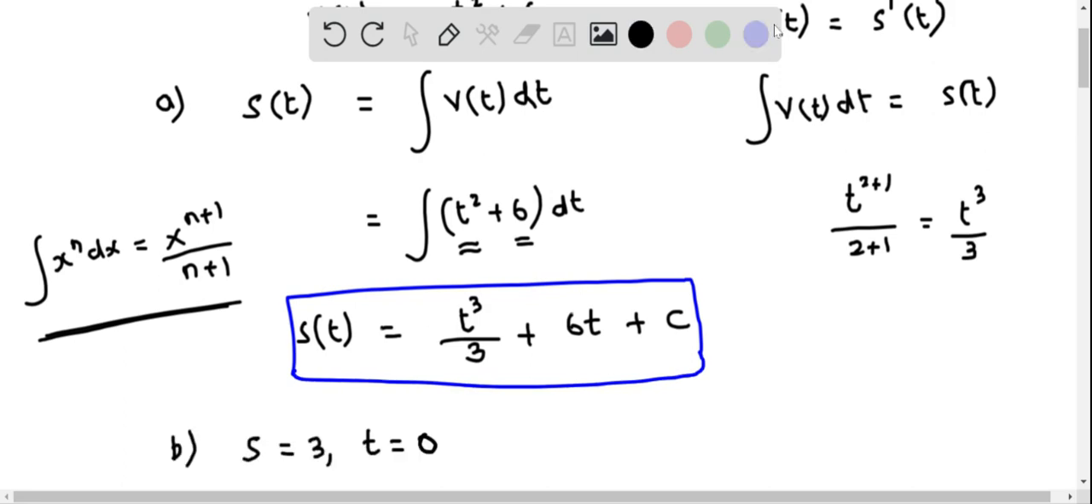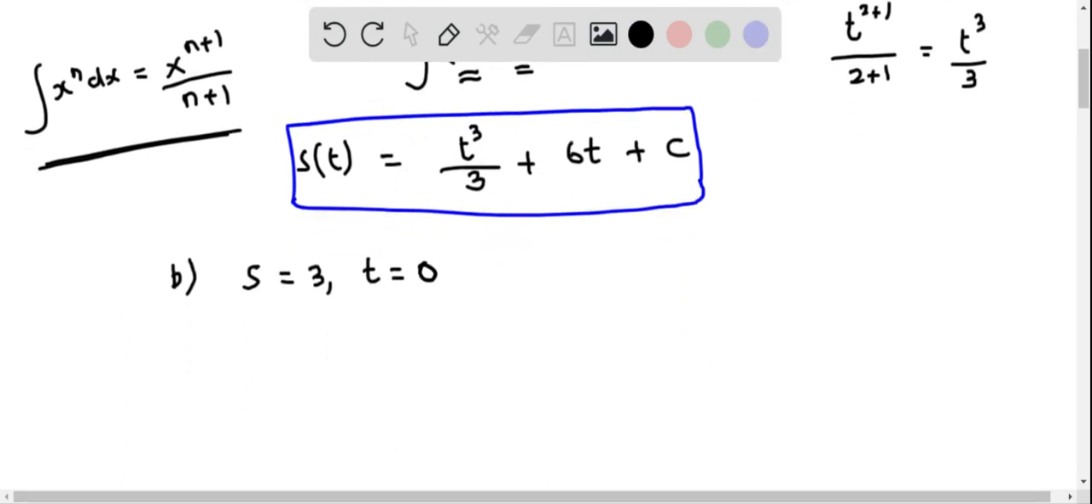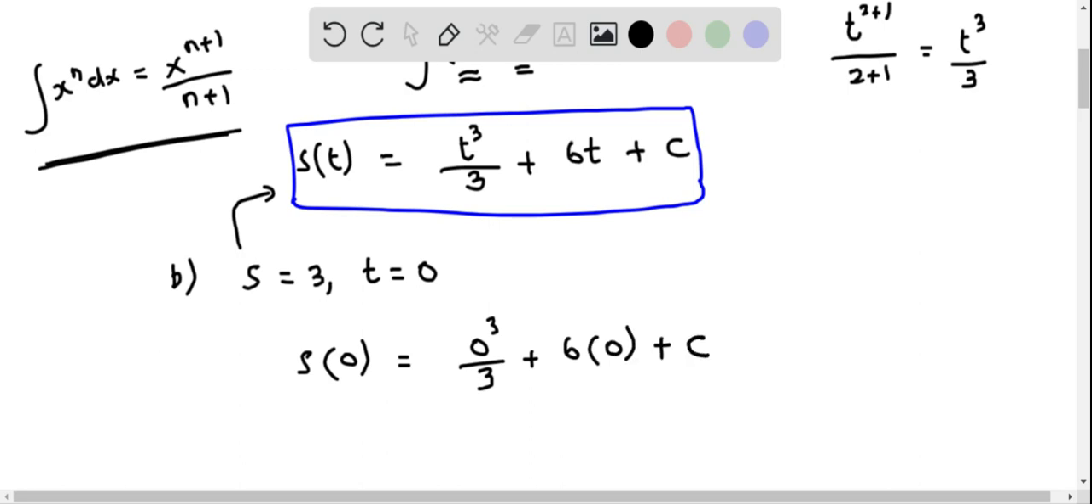In part B, we should determine the integration constant c, given that s equals 3 and t equals 0. So let's plug these values into this position function. So therefore, replace t by 0, we get s of 0. And this equals, replacing t by 0, 0 cubed divided by 3 plus 6 times 0 plus c. And s of 0, basically at t equal to 0, s of 0 is 3.